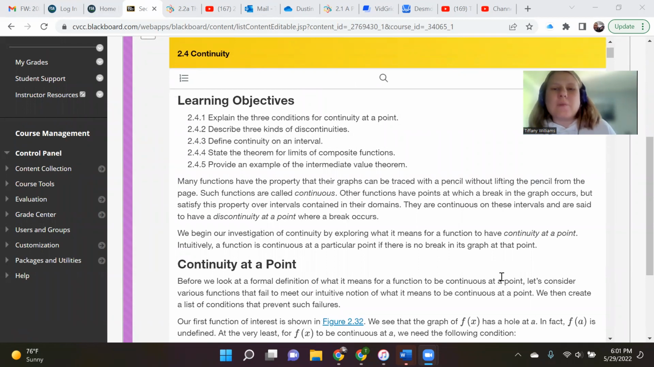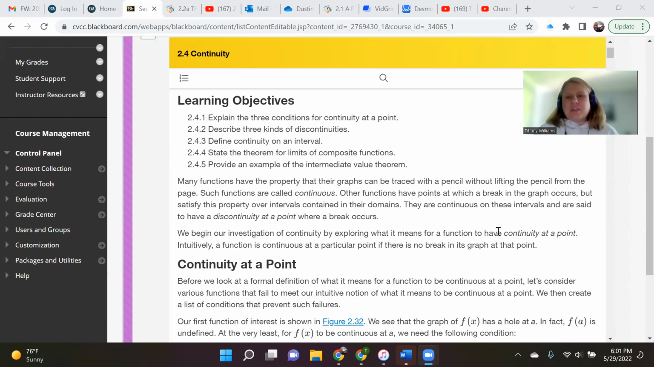So many functions have the property that their graphs can be traced with a pencil without lifting the pencil from the page. Such functions are called continuous. So guys, a really mathematically thinking way of doing this: if you can draw the graph without picking your pencil up, that graph is considered continuous.